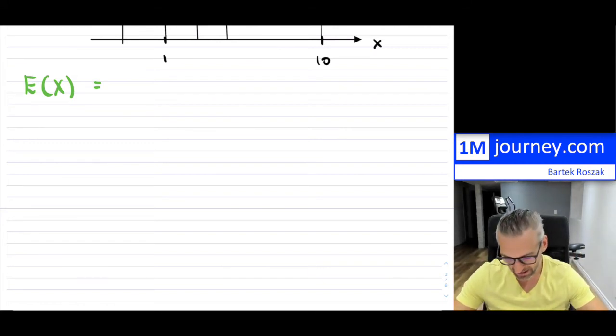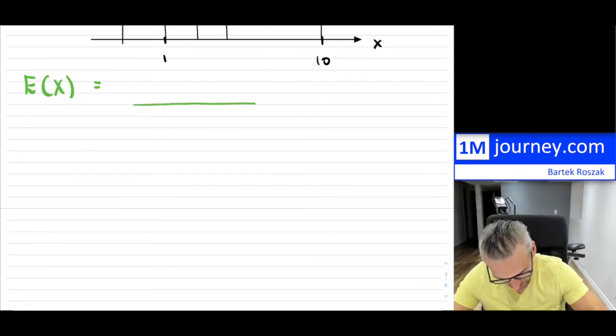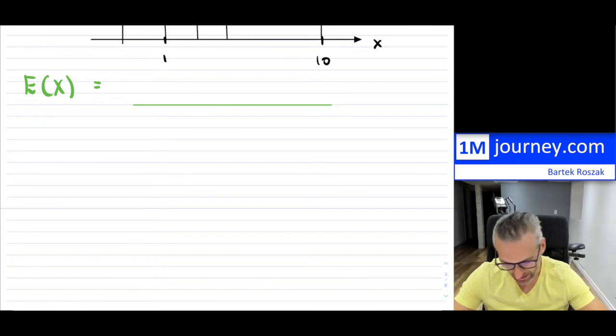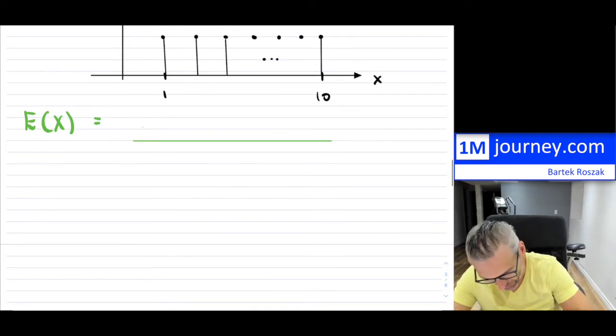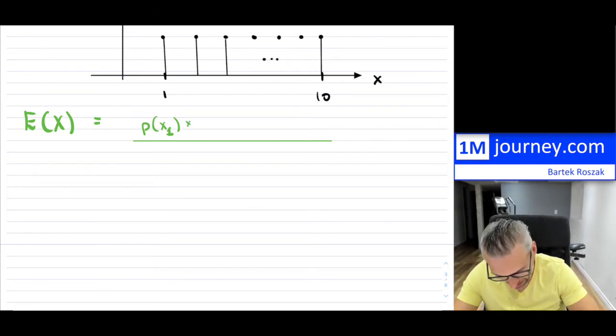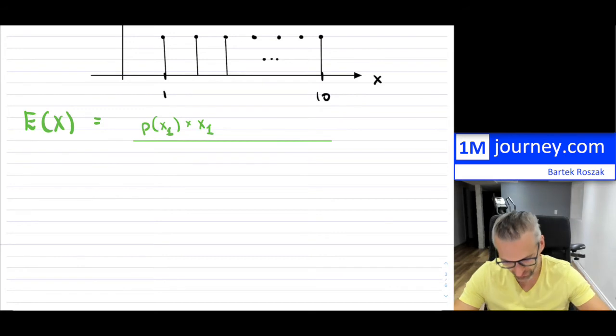Now the expected value is exactly the same thing. You'll see that this division will disappear. The weights are the probabilities. So let's say the probability of obtaining the first outcome, which I'm going to call x1, so it could be 1 if we're rolling a die. And then we multiply it by the outcome itself, so P(x1) times x1, plus, and this is going to continue.